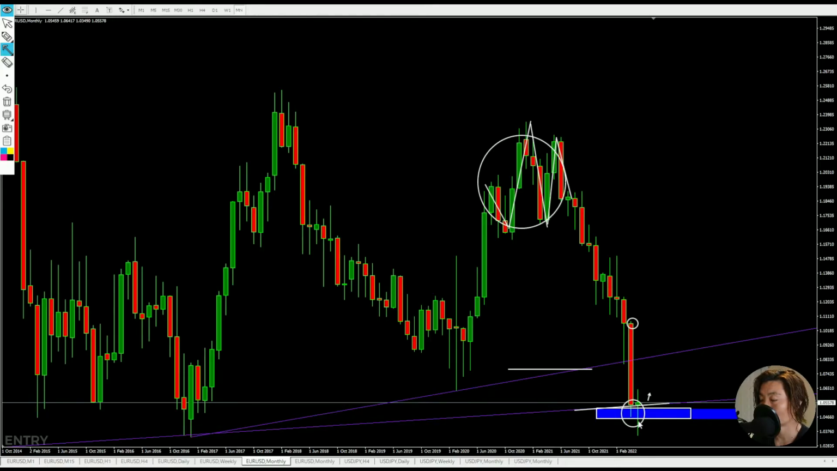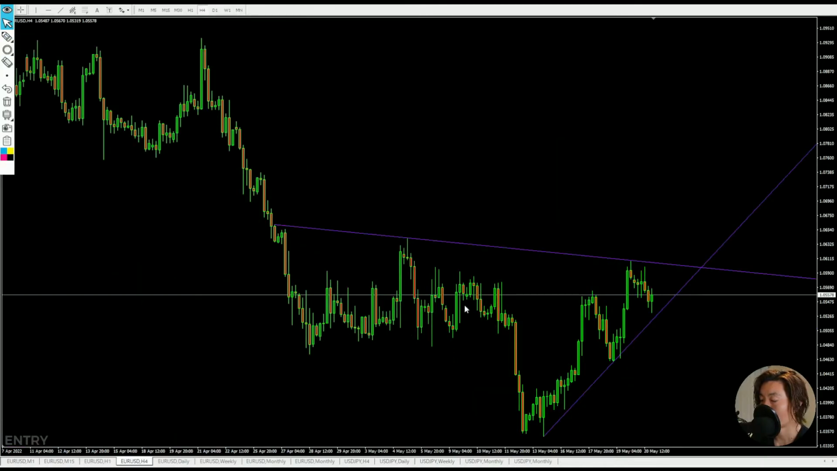So let's go over to the 4-hour chart. On this 4-hour chart, in terms of short lower confirmation, I'm looking at this trend line from this pivot to this pivot right here.